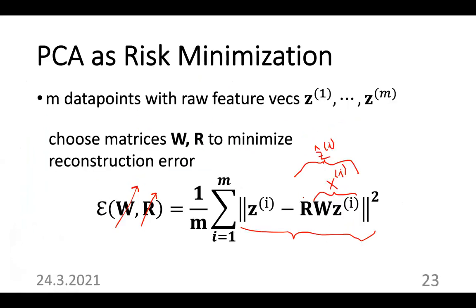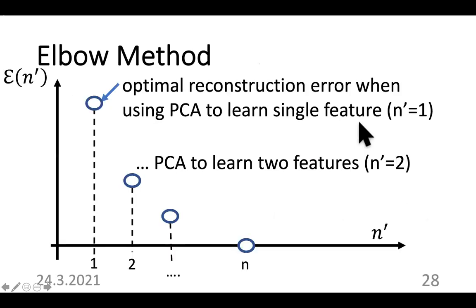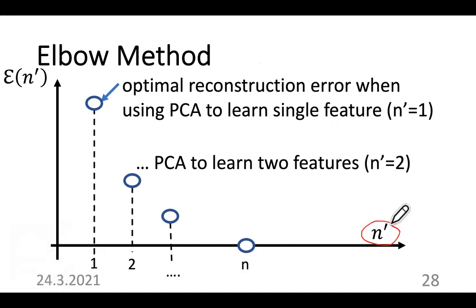Okay, so how can we choose n prime? Well, we could look at how the optimal reconstruction error depends on n prime. So we could say we use some n prime, like n prime equal 2, and then find the best compression matrix and the best reconstruction matrix, and then look at what is the reconstruction error we get from this optimal compression and reconstruction. And what we get then is a plot that shows this optimal reconstruction error as a function of the number of new features. So this here, this n prime, is the number of new features that we want to extract from the raw feature vector.